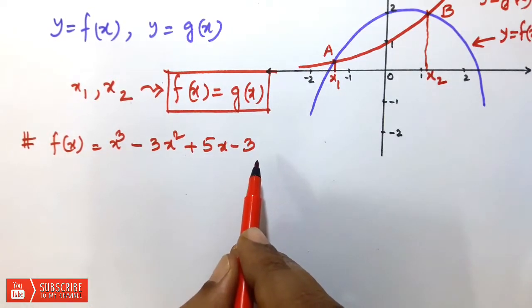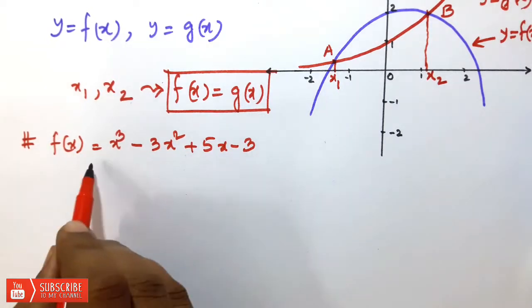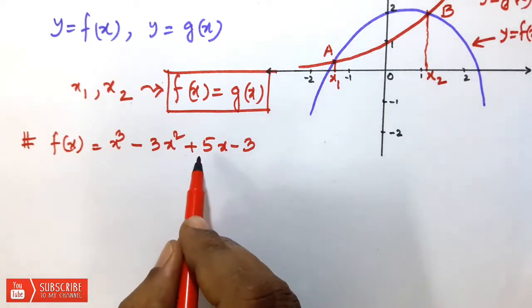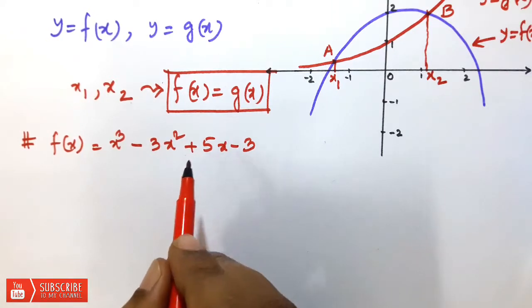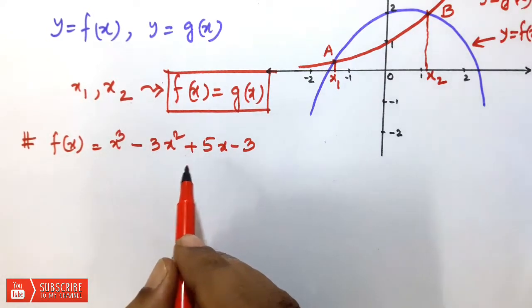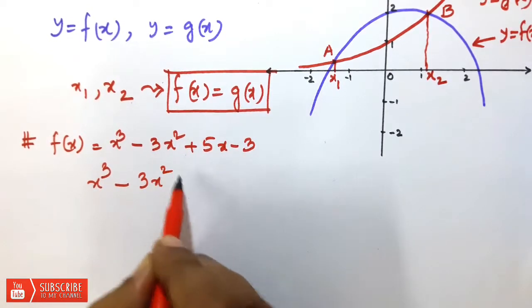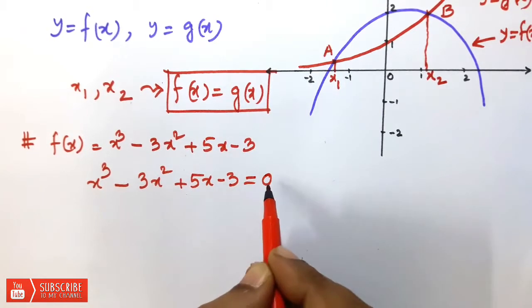The number of points in which f(x) = x³ − 3x² + 5x − 3 intersects the x-axis is the same as the number of real roots of the equation x³ − 3x² + 5x − 3 = 0. Okay friends?